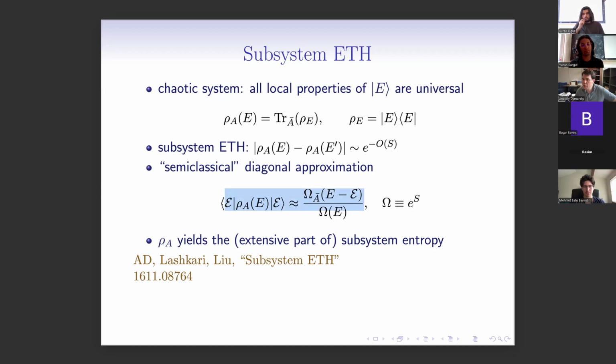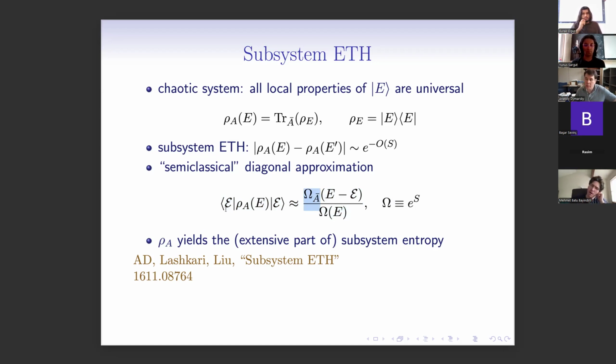Okay? So basically, we calculated diagonal matrix elements of a reduced density matrix for any excited eigenstate of the full system. So here omega is again the density of states. We can write it in terms of thermodynamic entropy. Omega is equal to e to the S. We have entropy of the full system, and we have entropy of the subsystem.